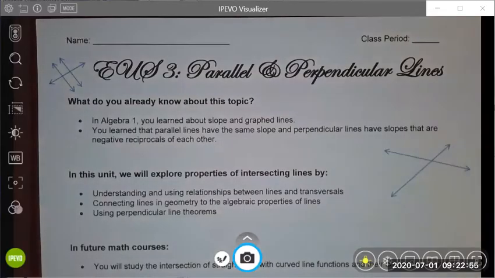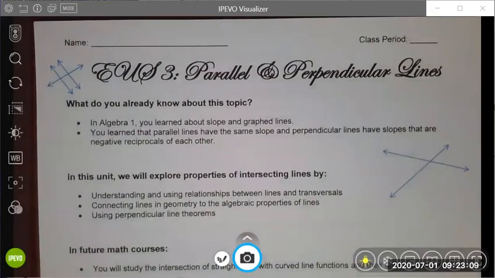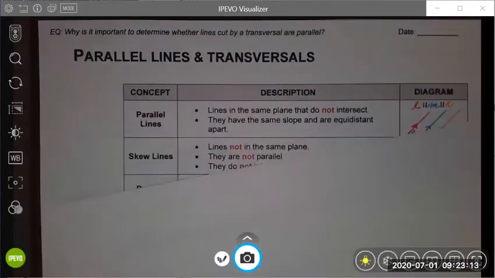Good morning. Today we are going to start a unit in which we talk about parallel and perpendicular lines. We are going to focus very specifically on parallel lines and the relationships that can be created between parallel lines. And so let's jump in.